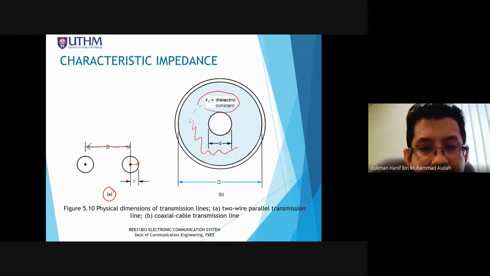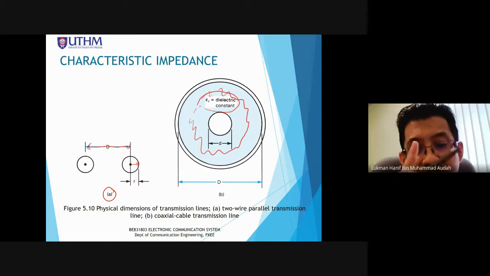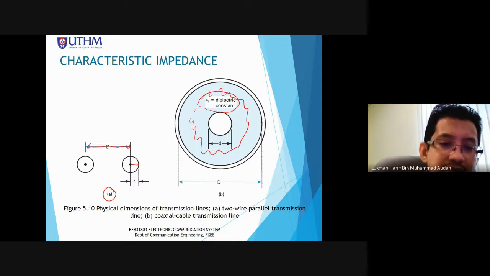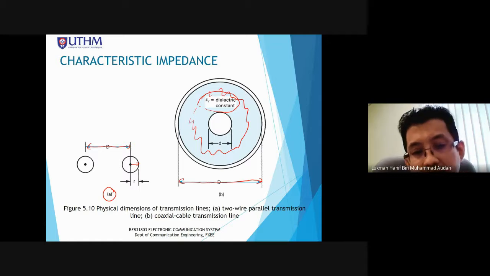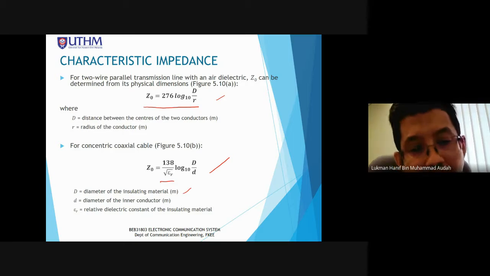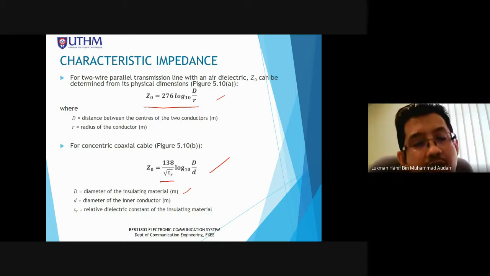Ini dielectric semua ni. Dielectric constant ini jenis material untuk insulator. Kemudian capital D is the diameter of the insulator, the overall diameter, and small d is the diameter for the conductor. For the conductor. Again, ini tidak perlu hafal, tidak perlu hafal. Ini contoh sahaja.